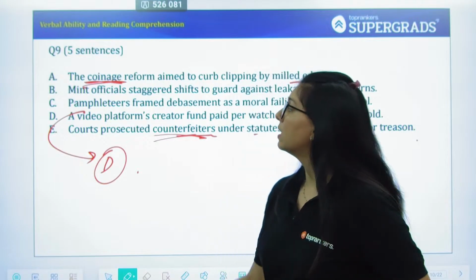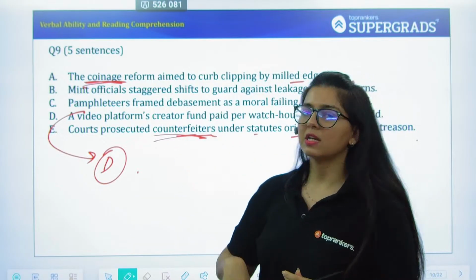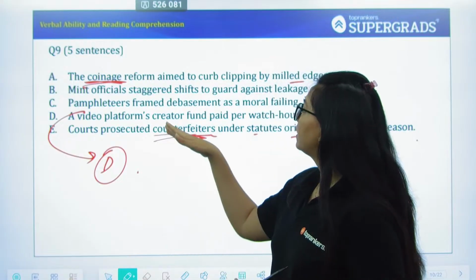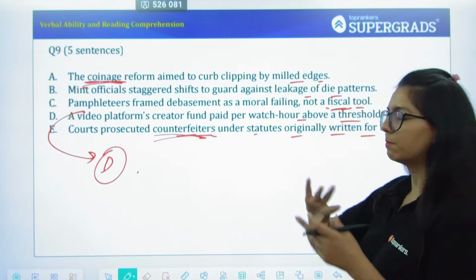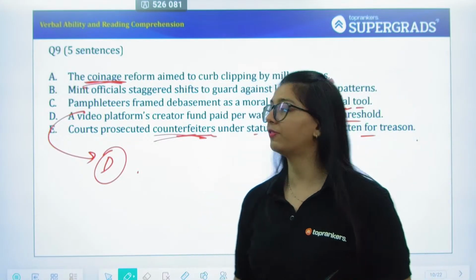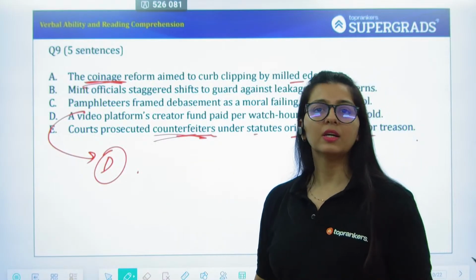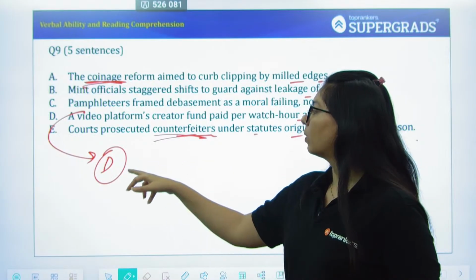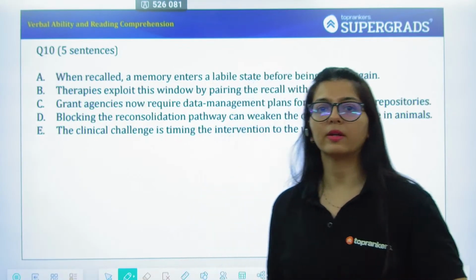That makes no sense. Now, I know over here another thing that we could not have understood was statement C, but we still know that the pamphleteers framed debasement as a moral failing, not a fiscal one. So we understand this has something to do with, of course, the monetary angle of it. So that's going to be within the idea of the counterfeiting, but of course, not our odd sentence. The correct answer becomes option D. Let's get to the next one. Please go.